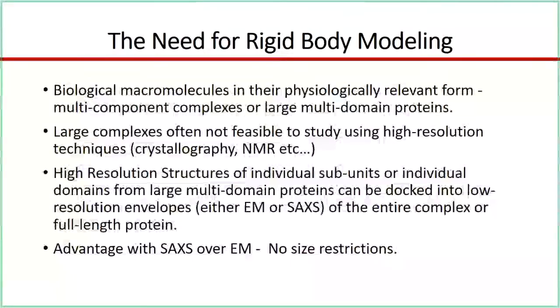So in instances where you have high-resolution structural information available for individual components, models can be built by rigid body assembly of these individual structures based on some sort of low-resolution experimental structural data. Historically, that was electron microscopy. But the disadvantage with electron microscopy is there is a size limitation, right? The samples need to be at least a certain size to qualify for electron microscopy.